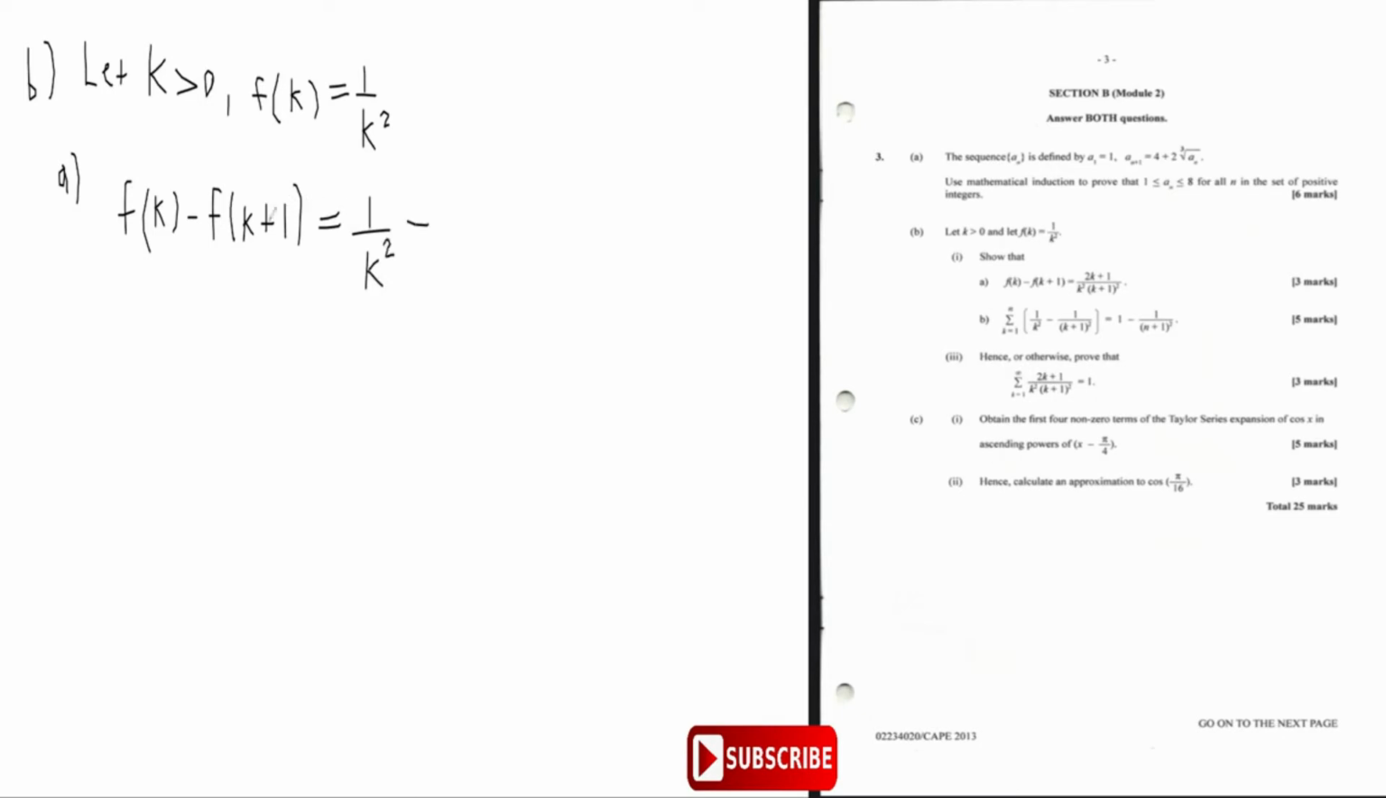Minus f of k plus 1, you replace k with k plus 1. So you get 1 over k plus 1 all squared. Nice. So you have 1 over k squared minus 1 over k plus 1 all squared. Now if you go ahead and expand the denominator for that side, you're going to get 1 over k squared minus 1 over k plus 1 all squared.